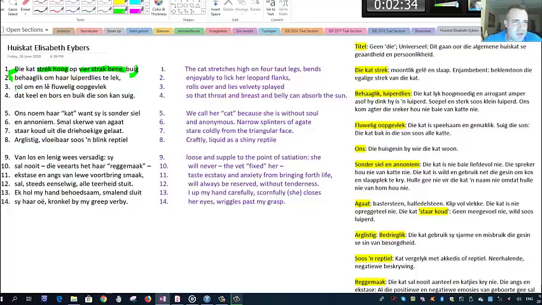Rol om, rolls over and lay fluwelig, oopgevlek. Velvet, like splayed open. Lying there, like cats do, exposing their tummy. Very comfortable. Okay. Dat kiel en bors en buik die son kan suig. Very descriptive. So that the cat's throat, its chest, and its belly area, torso area, can suck up the sun.